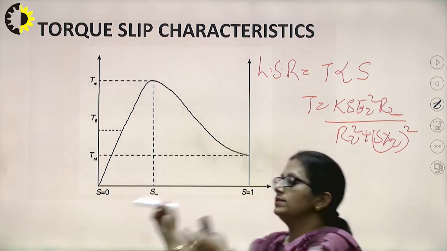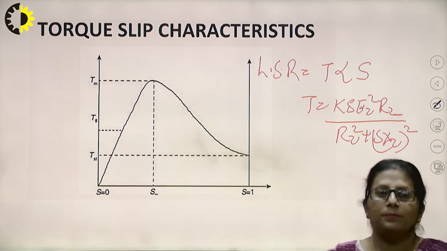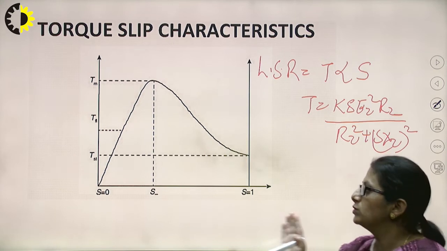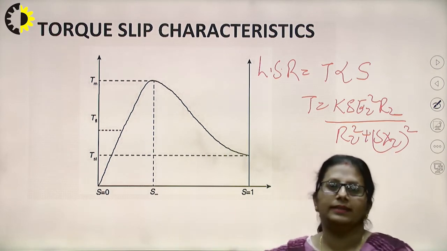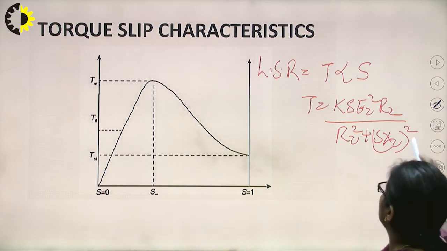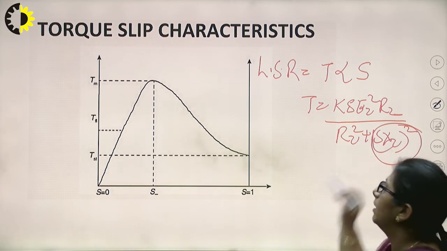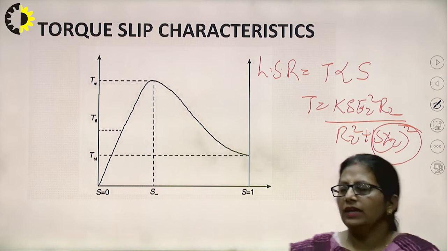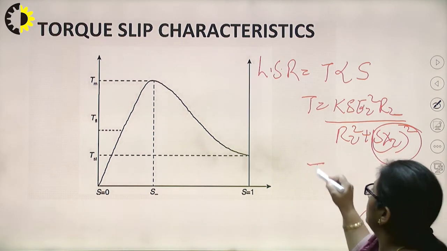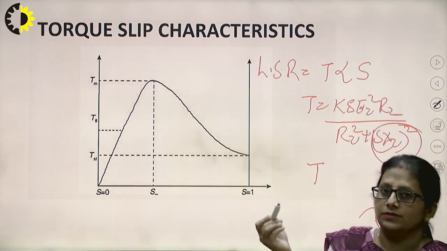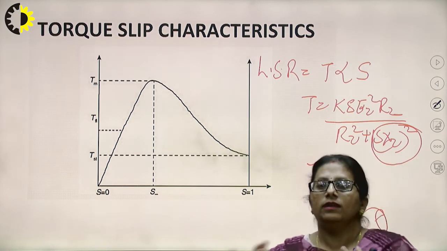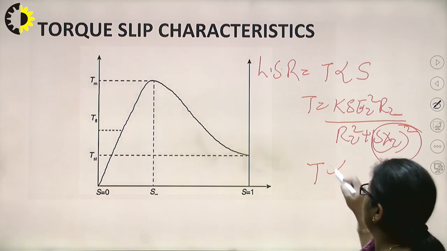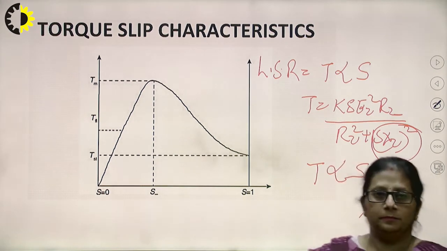And for the lower slip region, what is happening? The slip is very less, right? So the value of slip is almost equal to 0. In that case, this whole term would be very much smaller compared to R2 square, so I may neglect that, right? If this is being neglected, it can be directly seen, rest of the things are all constant. E2 is also constant, R2 is also constant, K is also a constant. So I'll be directly getting that the torque is directly proportional to slip, right?